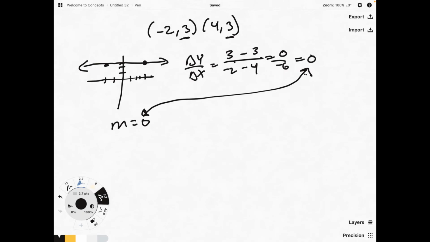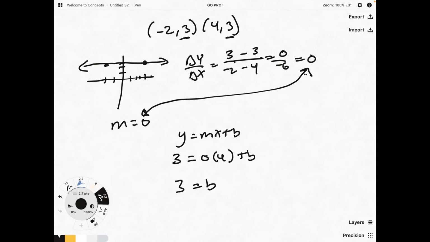And if we wanted to find the equation of the line, we would do y equals mx plus b. Because we've graphed it, we can see that it's going to cross at 0, 3. But if we wanted to check that, then all we would need to do is plug in our points. So let's choose the point 4, 3. We get 3 equals 0 times 4 plus b. In this case, 3 equals b. And that is exactly what we get here.